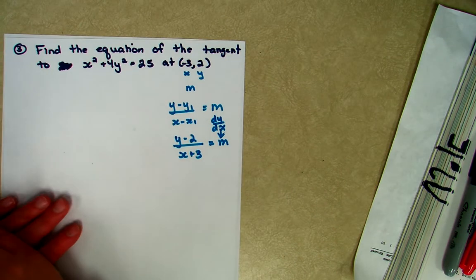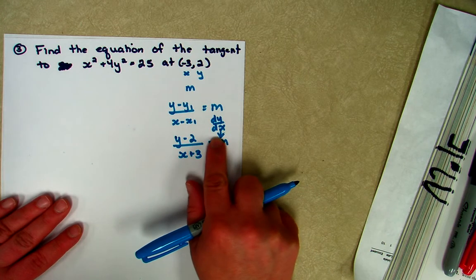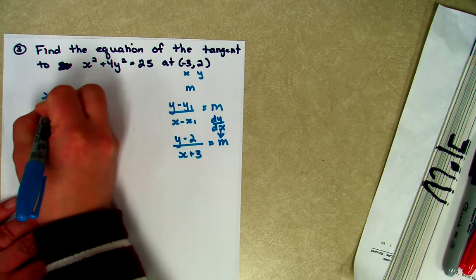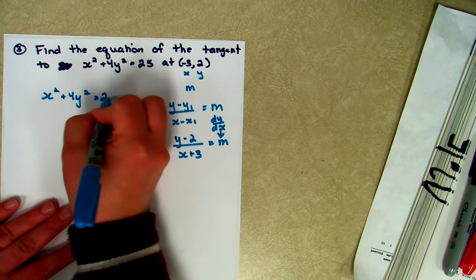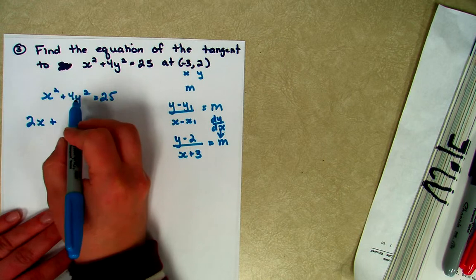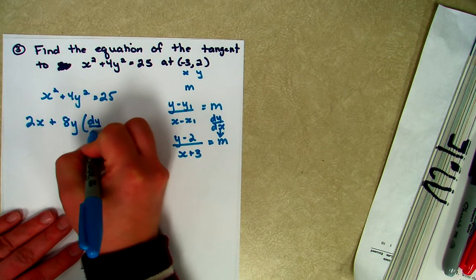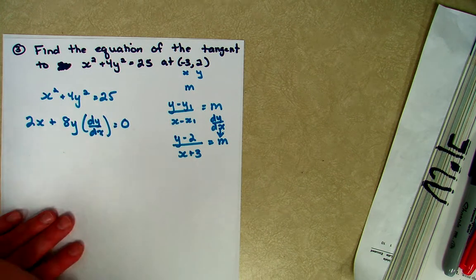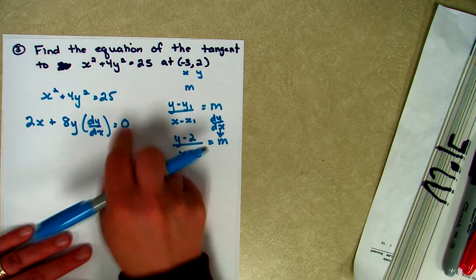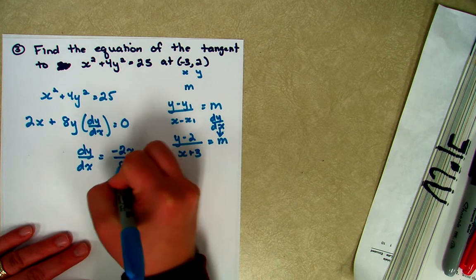We work generally with Leibniz notation when we're doing this because if y is inside the function, we don't tend to represent it with f of x, we tend to just work with y. So instead of saying f prime of x, I'm just saying dy/dx is the derivative and therefore the slope of the tangent. So there's my function. The derivative of x squared is 2x. The derivative of 4y squared becomes 8y to the 1 times dy/dx, and that's going to equal 0 because the derivative of 25 is 0. dy/dx is going to equal negative 2x divided by 8y.